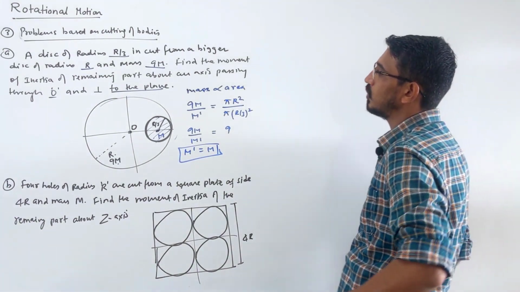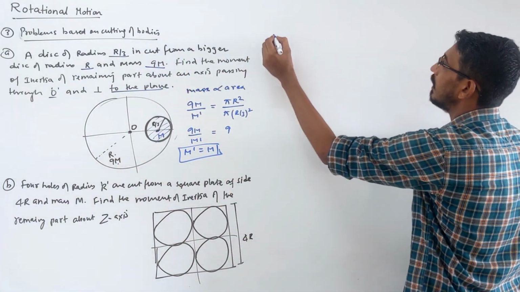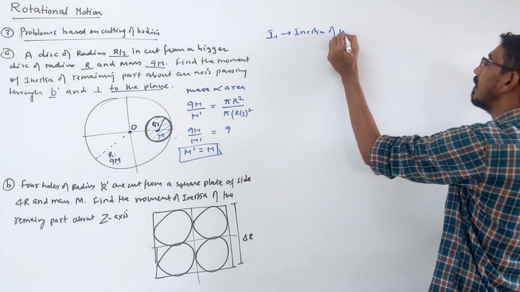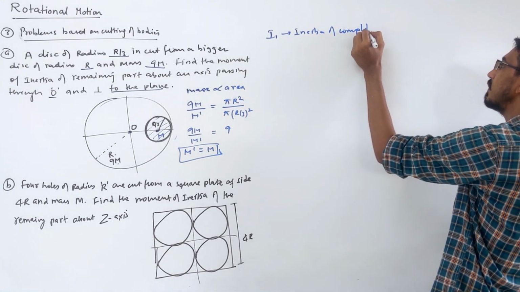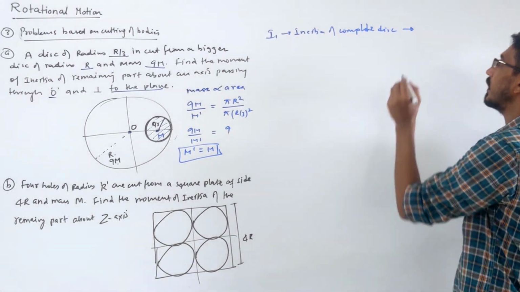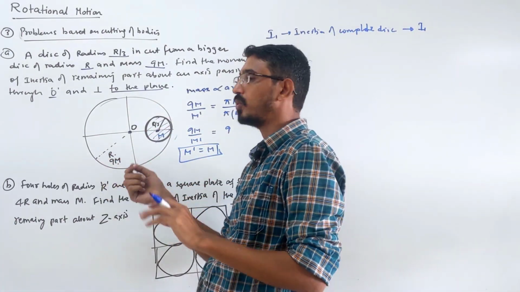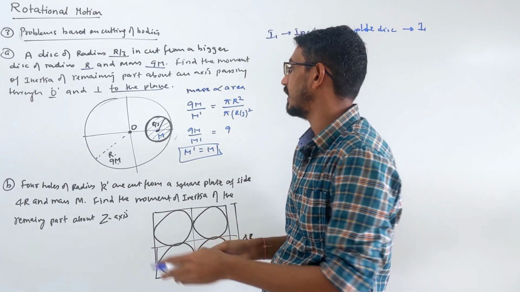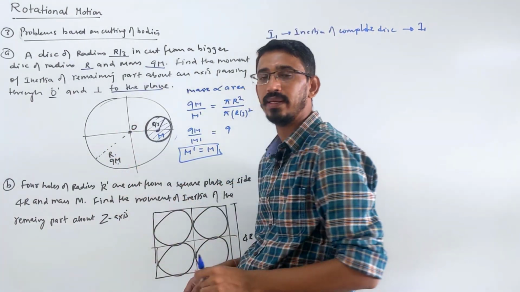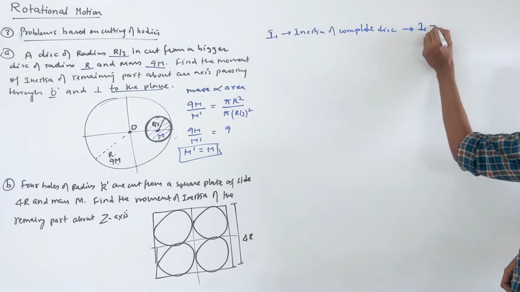We have to calculate two inertias. One is the inertia of the complete disc about that point. So I am writing here, I1 is the inertia of the complete object, or here the complete disc, before cutting. It was a disc of radius r and mass 9m. The inertia of a disc about an axis passing through the center of mass and perpendicular to the plane is simply Mr square by 2. So what is the formula? Mr square by 2.